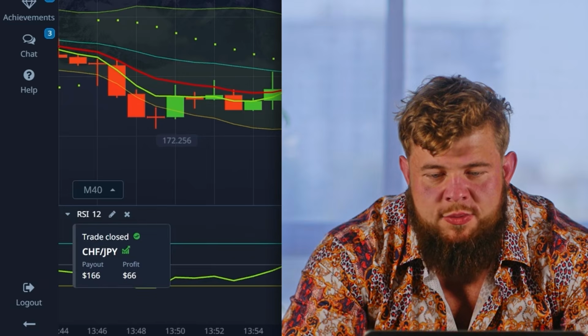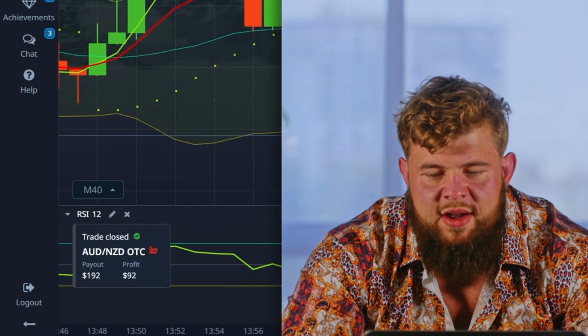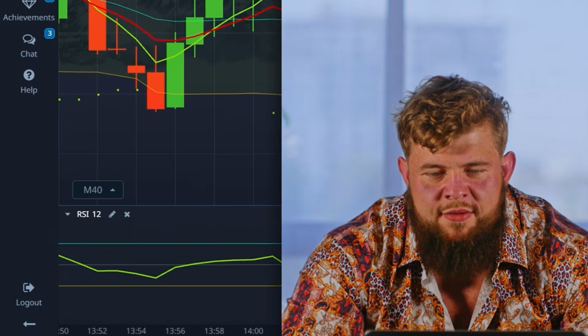So the first trade was profitable one, and we have $166 on the account. So we have $258 on the account right now. So $396 we have on the account right now.